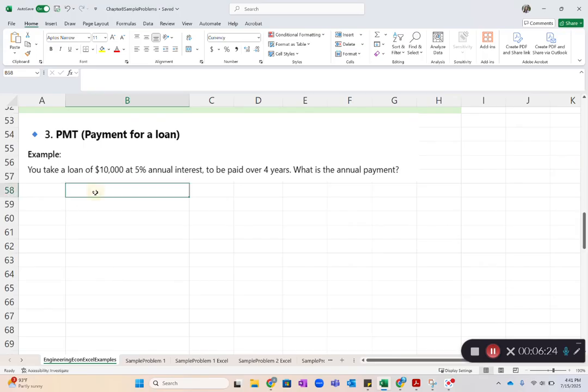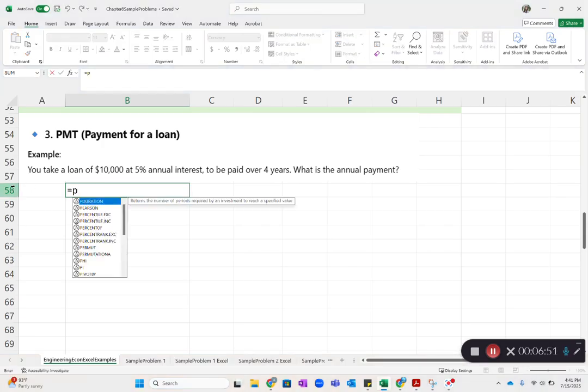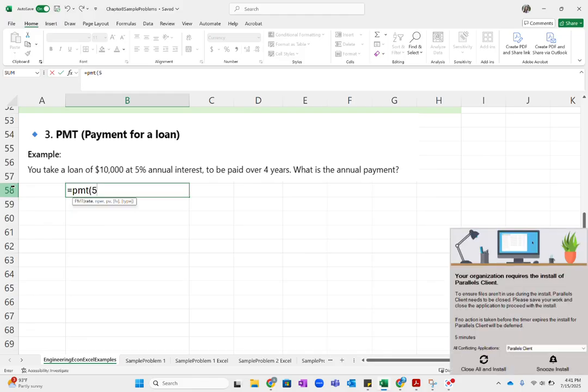Okay, so next then is my payment. So this is like the annual value, that A value that we use in our factor system. So I take a loan of $10,000 at 5% annual interest to be paid over 4 years, and I need to know what is my annual payment. This is actually a really useful formula for you to know on your own for getting a car loan, motorcycle loan, house loan, etc. So I would say equals PMT and 5%, comma, 4, comma, and then $10,000.